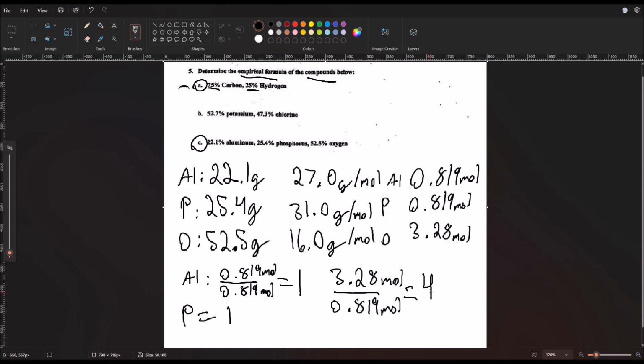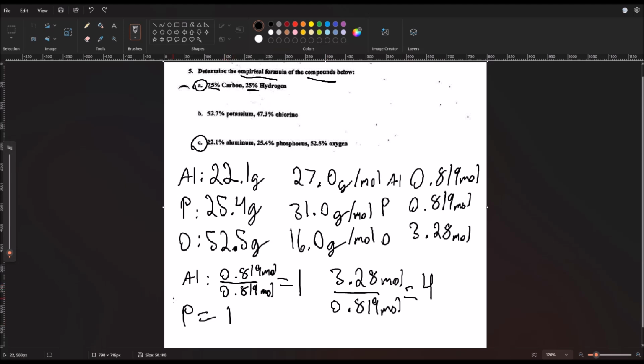It's going to be 4.004. So for the sake of rounding into an integer, because we need an integer for our empirical formula. You can't do something like CH2.5. You can't really have half an atom, so we have to use the nearest integer, and in this case it's 4.00, so it's just going to be 4. So now that we have that, we have 4 parts oxygen, 1 part aluminum, and 1 part phosphorus.